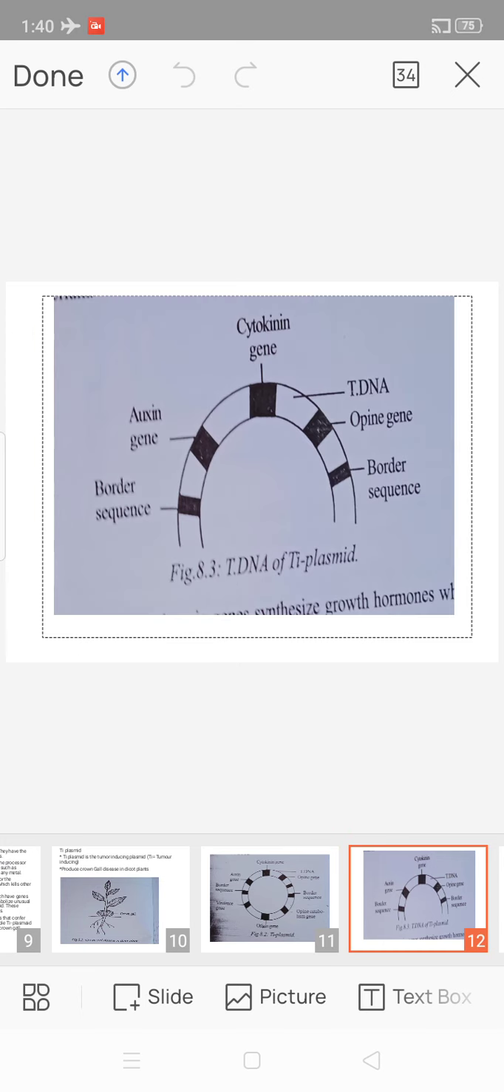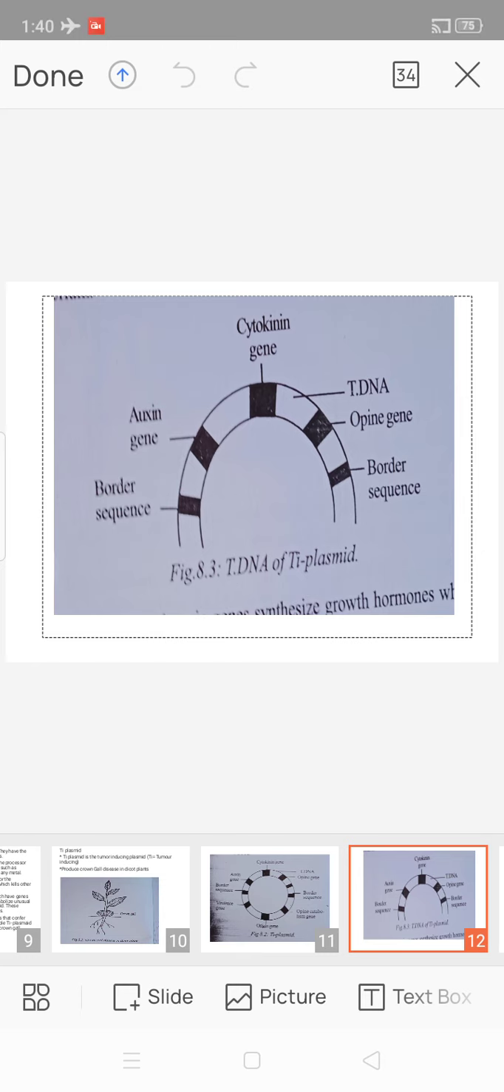and opine synthase gene and cytokinin gene and auxin gene. The opine gene synthesizes opine compounds which are used as an energy source by the bacterium. And the cytokinin and auxin genes synthesize growth hormones which induce tumorous growth of the plant cell causing crown gall.